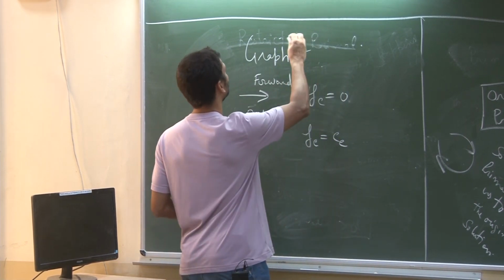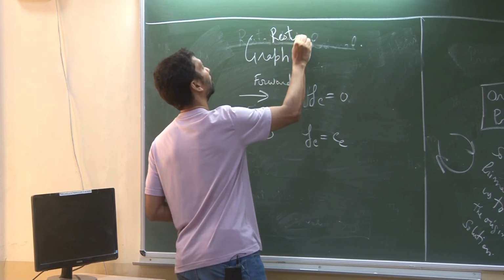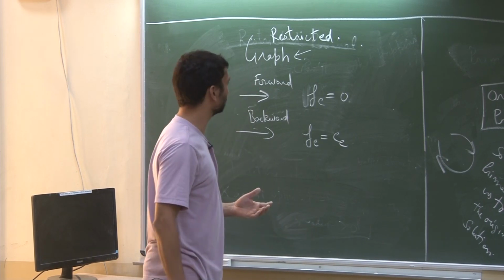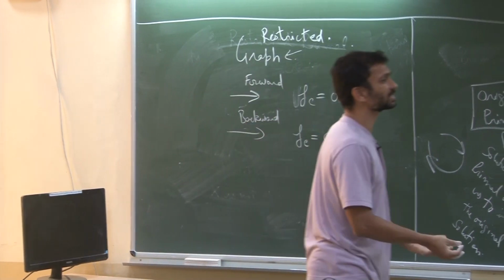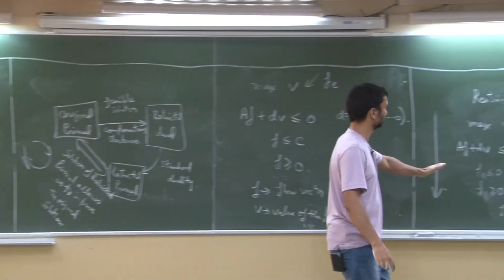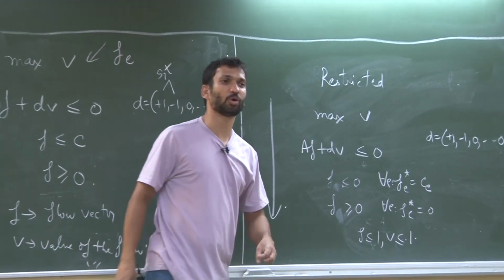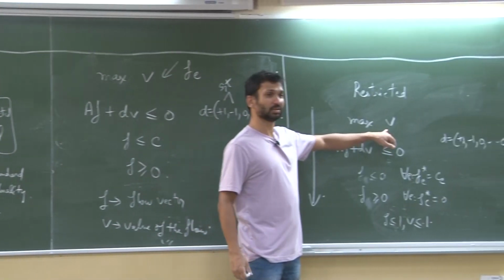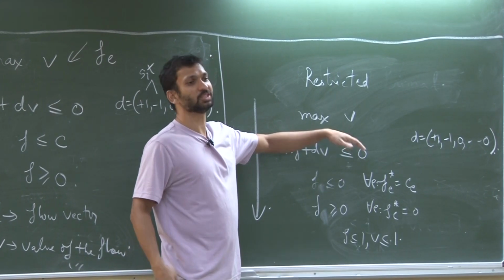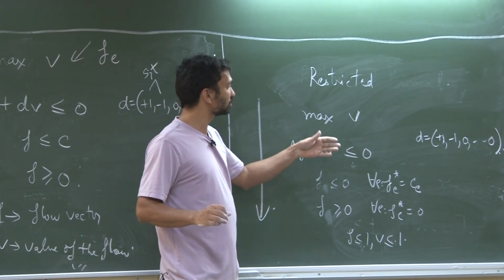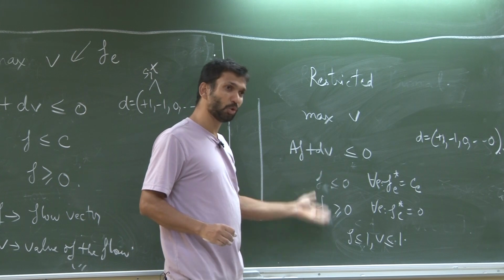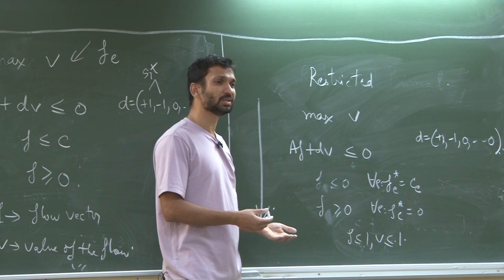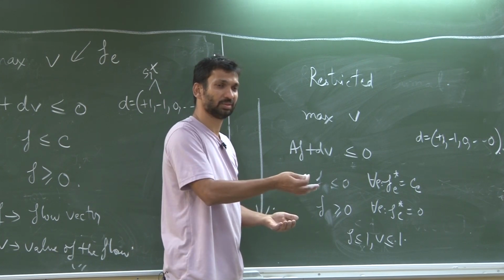Now, this is the restricted graph, and my question is, what am I asking by this LP in the restricted graph? Remember, I want to show that this V is not equal to 0. If 0, then optimal. If V is not equal to 0, then there is a flow in this graph, right? That means there is a path between S and T.